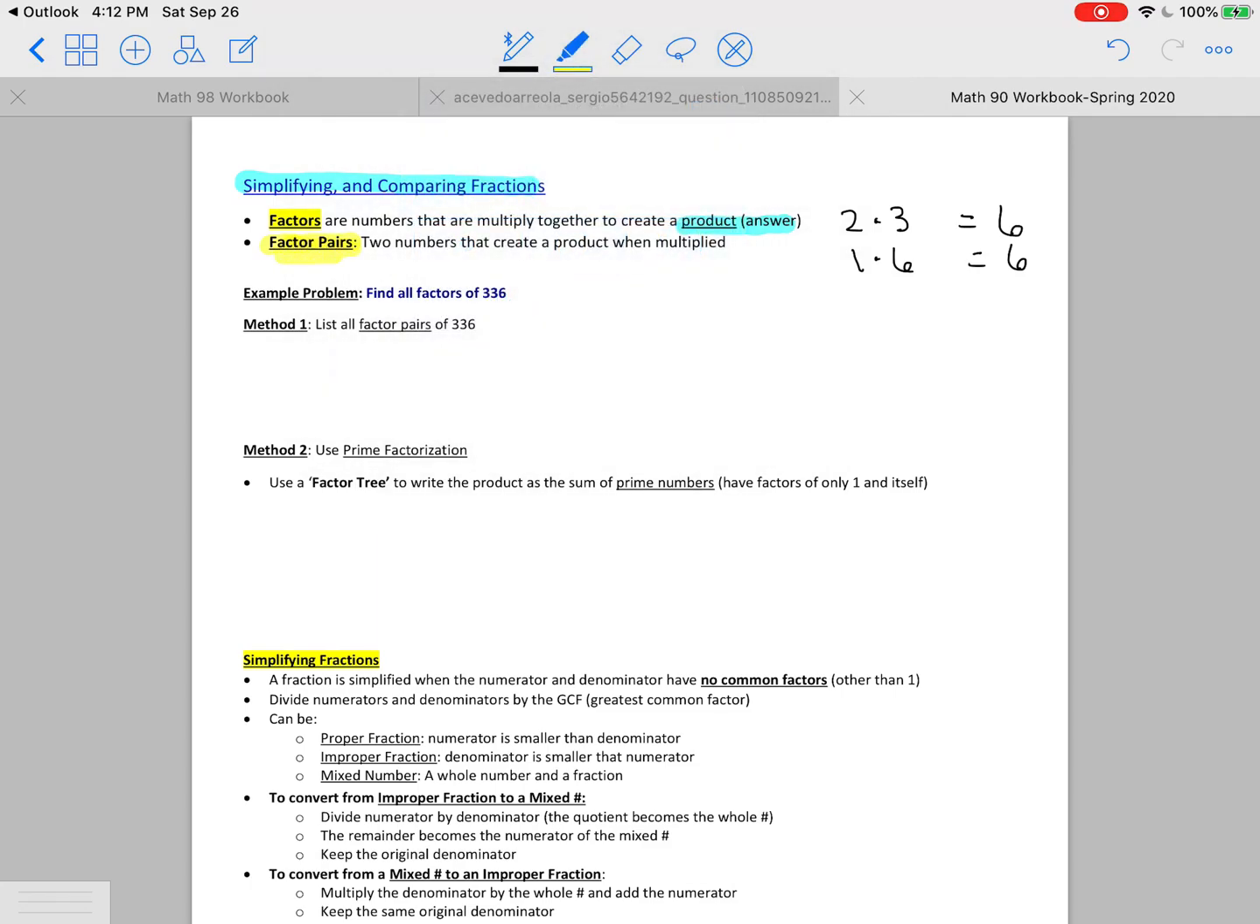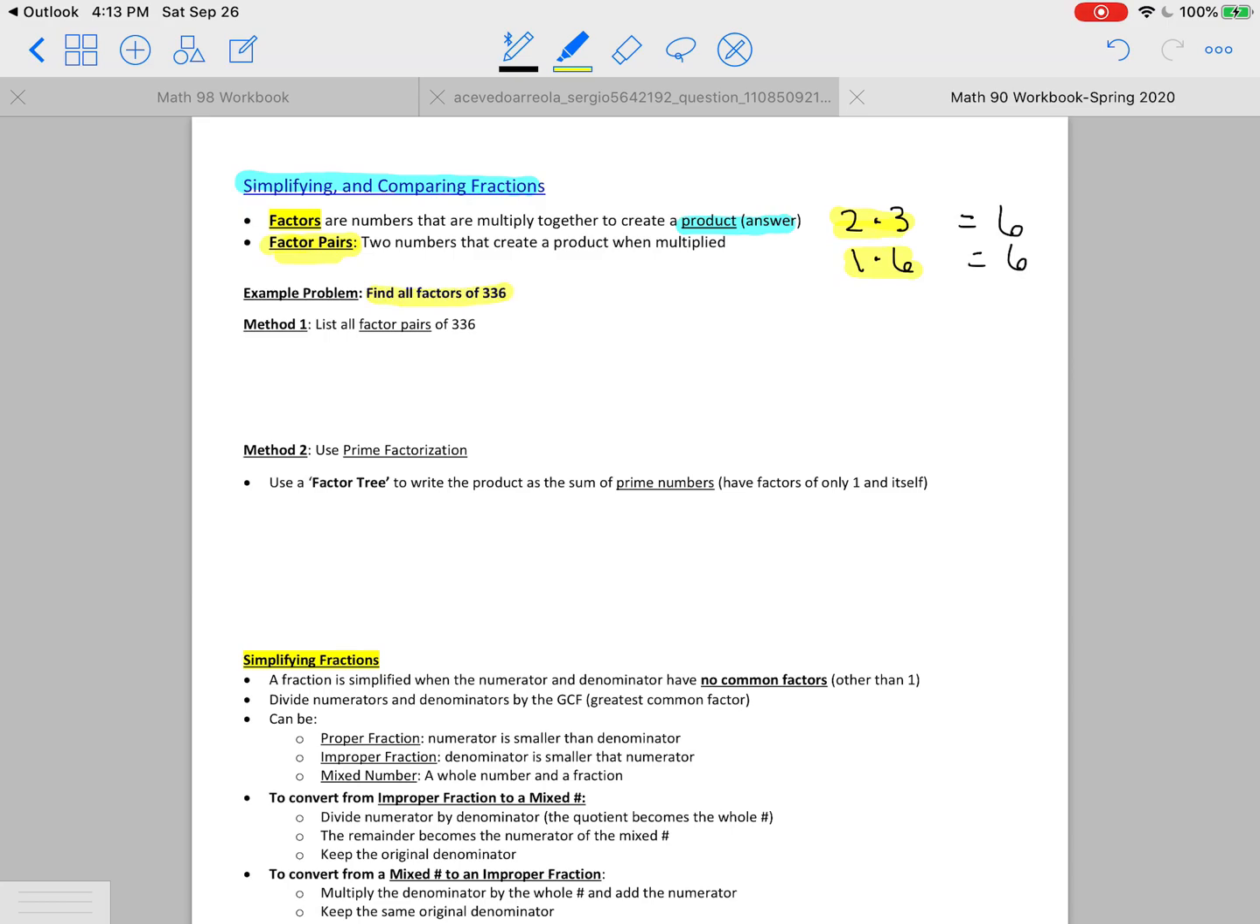Let's now look at this idea of factor pairs here. What we're really doing is just talking about this pair that goes together. 2 times 3, right? Those are pairs that when multiplied together make 6, and 1 and 6 would also be considered factor pairs.